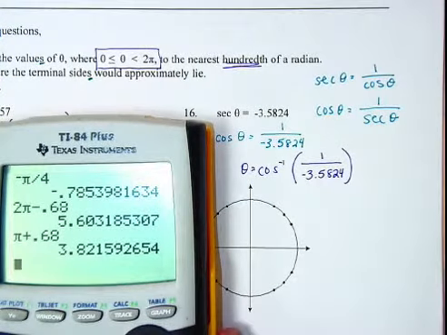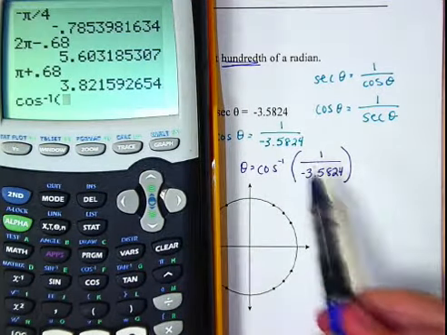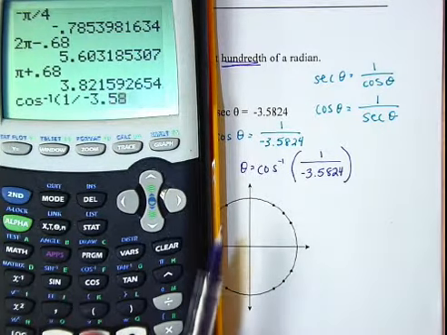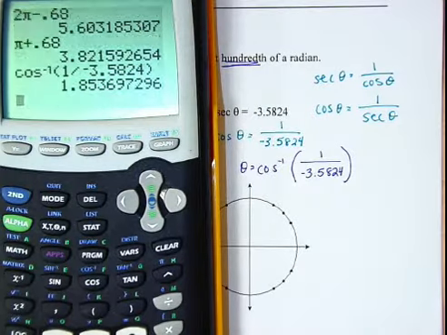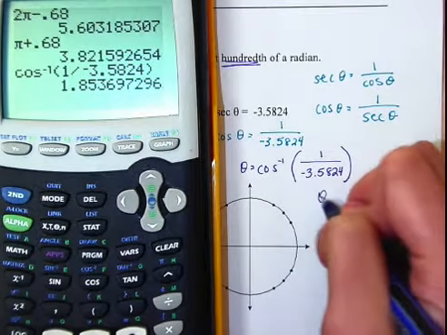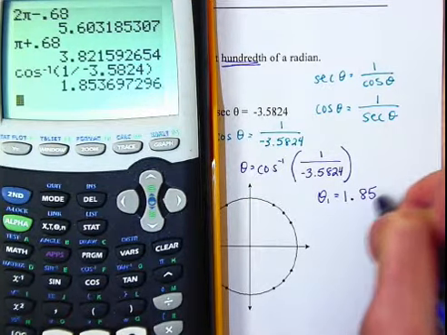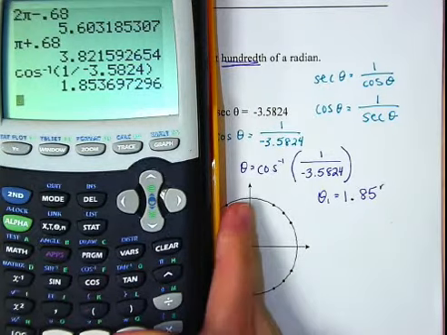So cosine inverse, second cosine of 1 over negative 3.5824. Hit enter. They give me a theta 1 of 1.85 radians. It's positive, so I'm going to keep it the way it is. I just need to figure out where that is.